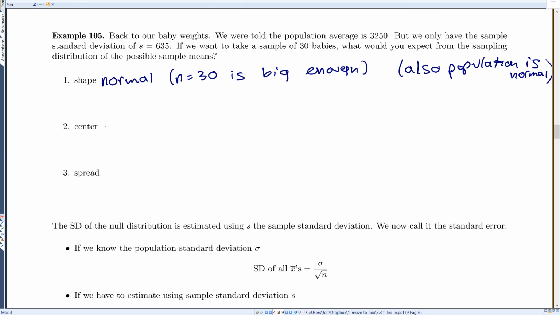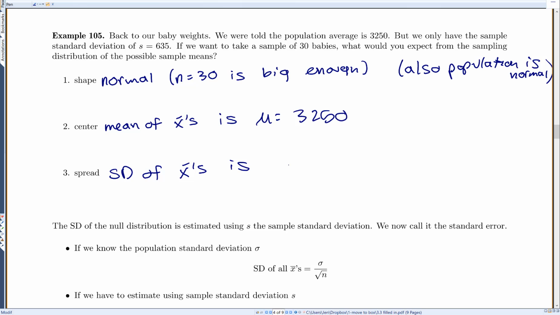Now my center, so the mean of all of my x bars is just equal to mu, so 3250. And my spread, my SD of my x bars is, well, we don't actually know it. So it's supposed to be sigma over the square root of n. Okay, but we don't know sigma, so what are we going to do? We're going to have to approximate it with s over the square root of n.